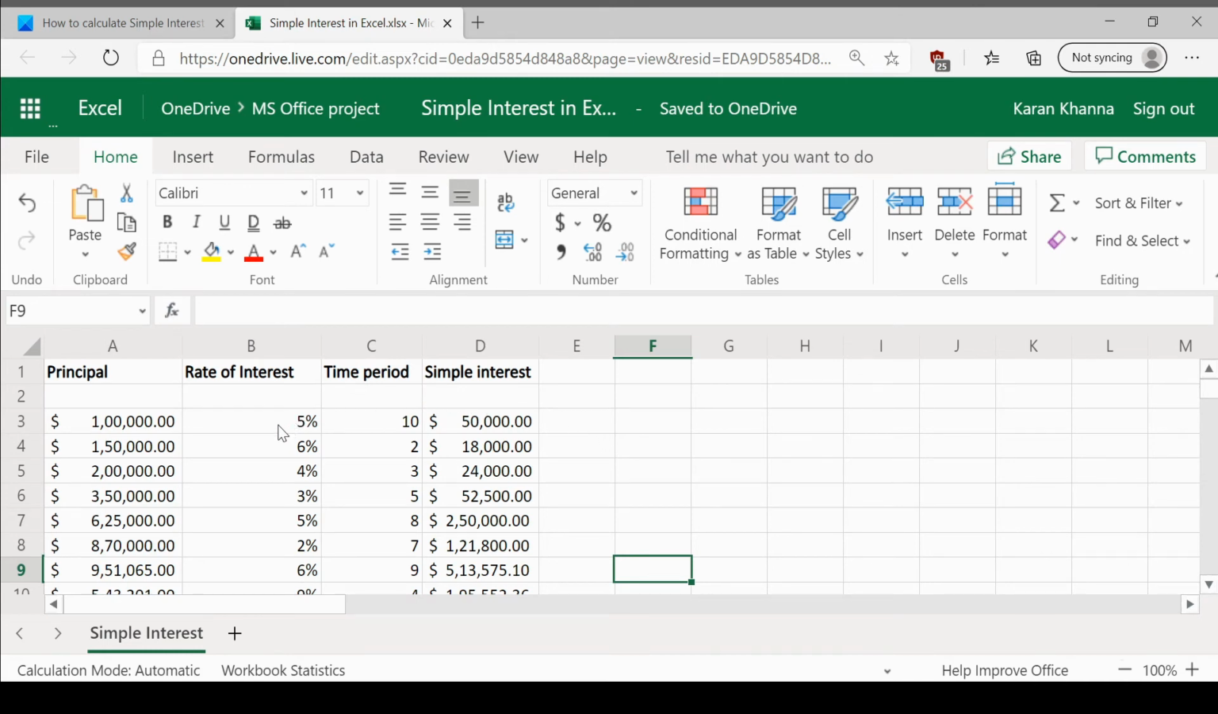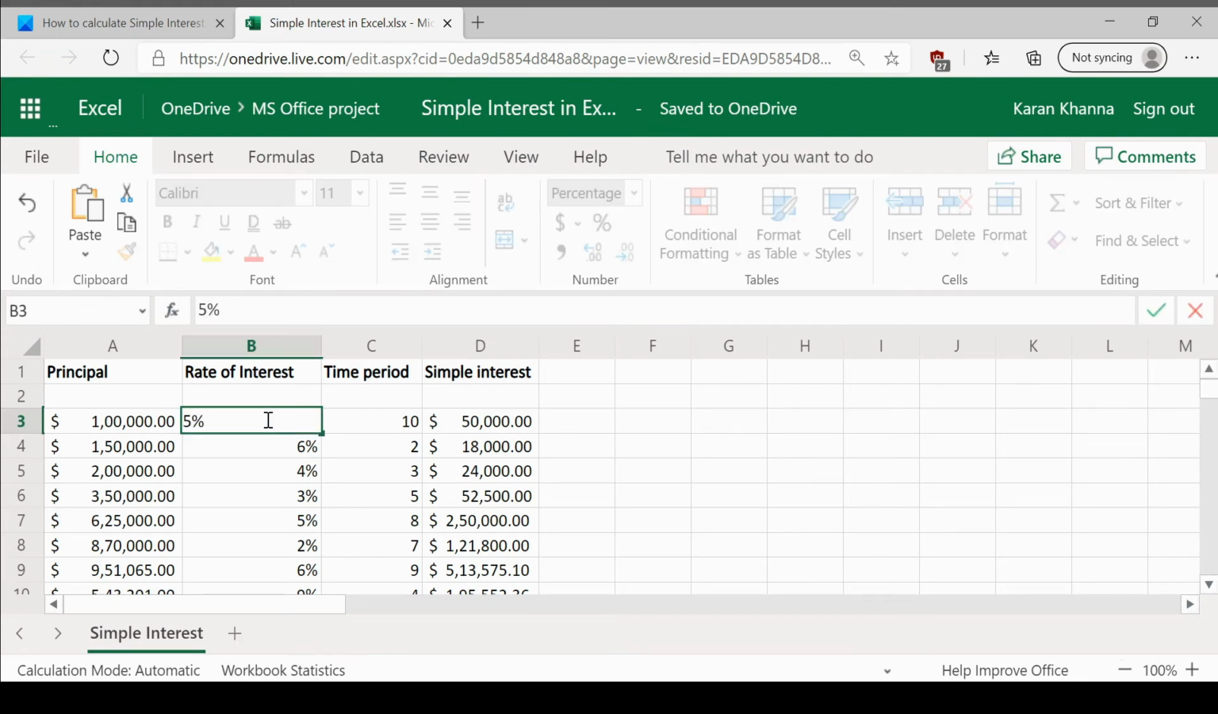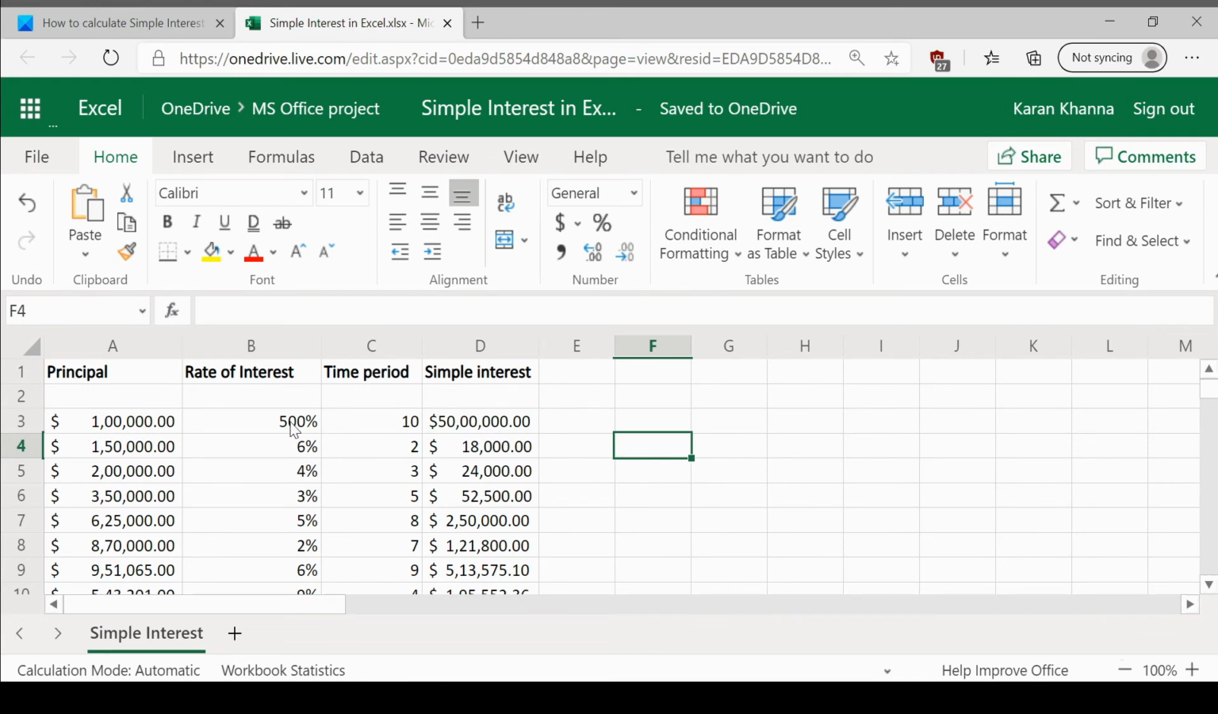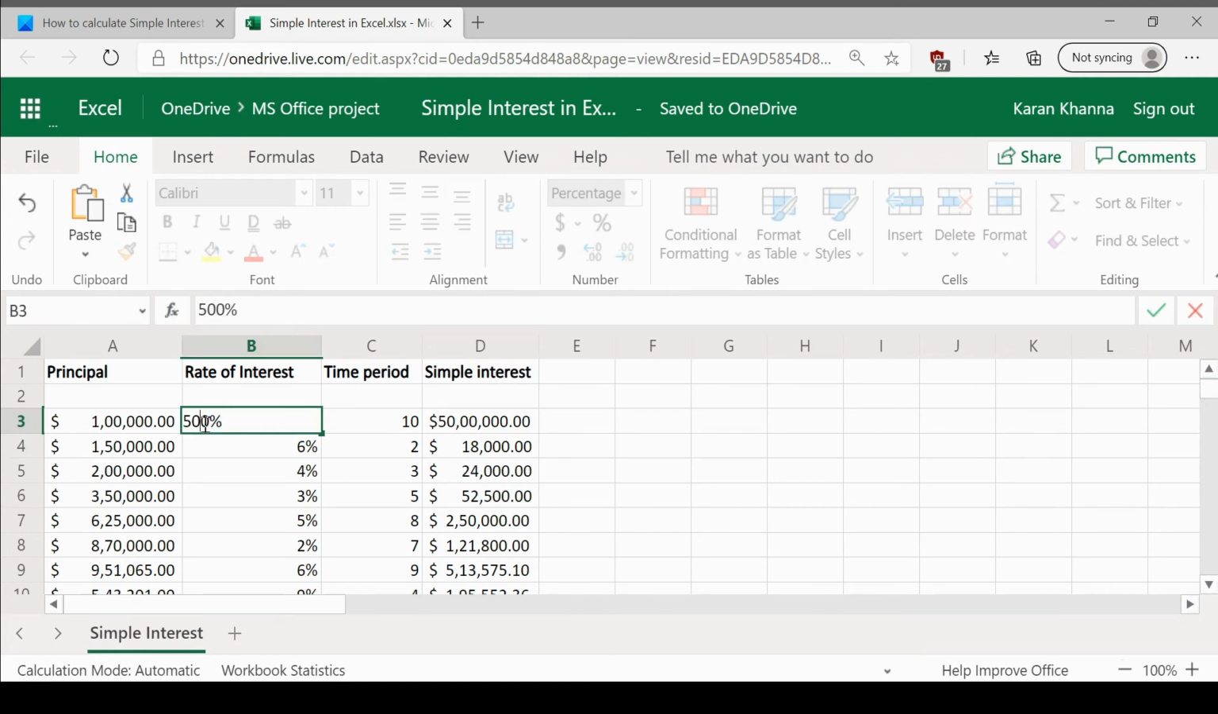The rate of interest needs to be written such that you mark the percentage along with it. Otherwise, if you simply write 5 and click outside, it would take it as 500%, especially if this percentage formula is selected. So the rate of interest is always given as a number of the percentage. Write it accordingly. Isn't this simple?